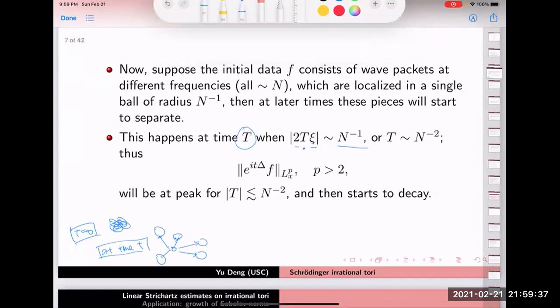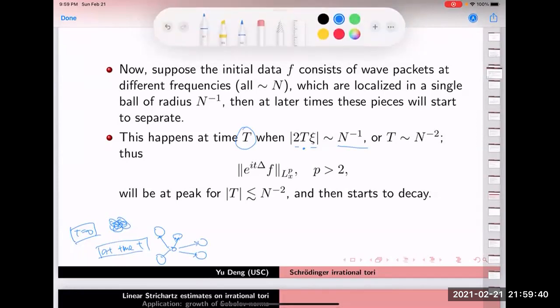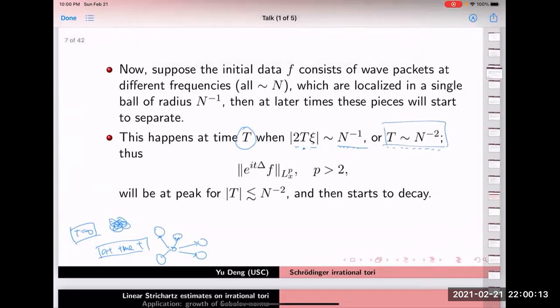And the time when they start to separate, if you think of it, is 2tc equals n to the minus 1, because if you have a wave packet of frequency n, then the characteristic scale of this wave packet is like 1 over n by the uncertainty principle. Then if t is less than n to the minus 2, the distance this wave packet has traveled is less than 1 over n, which is less than the characteristic scale of these wave packets. And then we can think that at exactly time t equals n to the minus 2 do these wave packets start to separate.